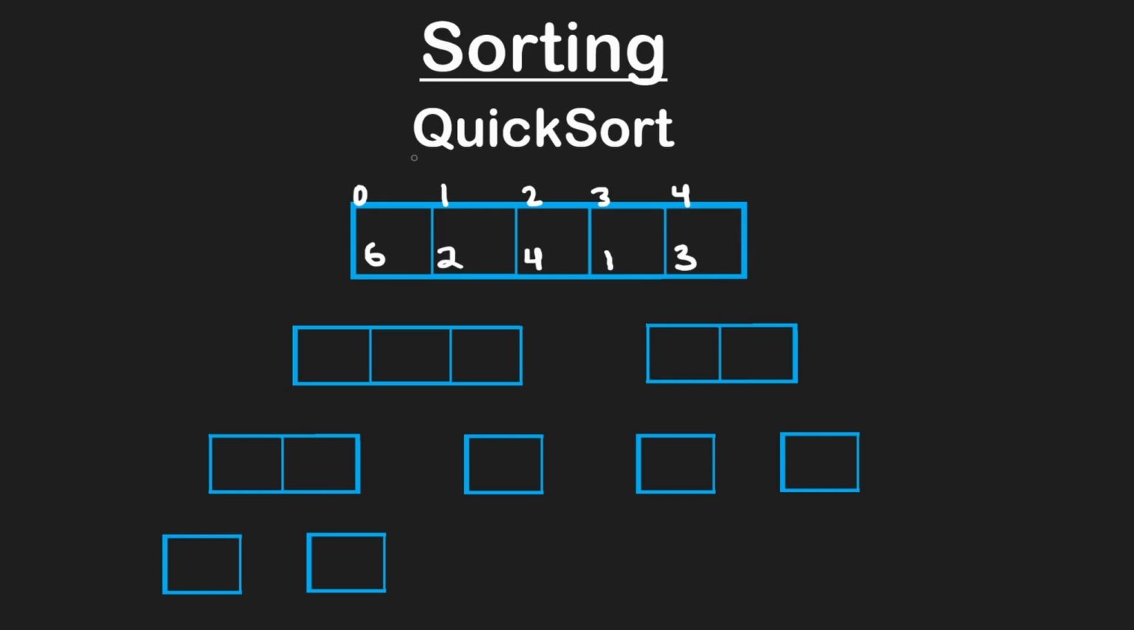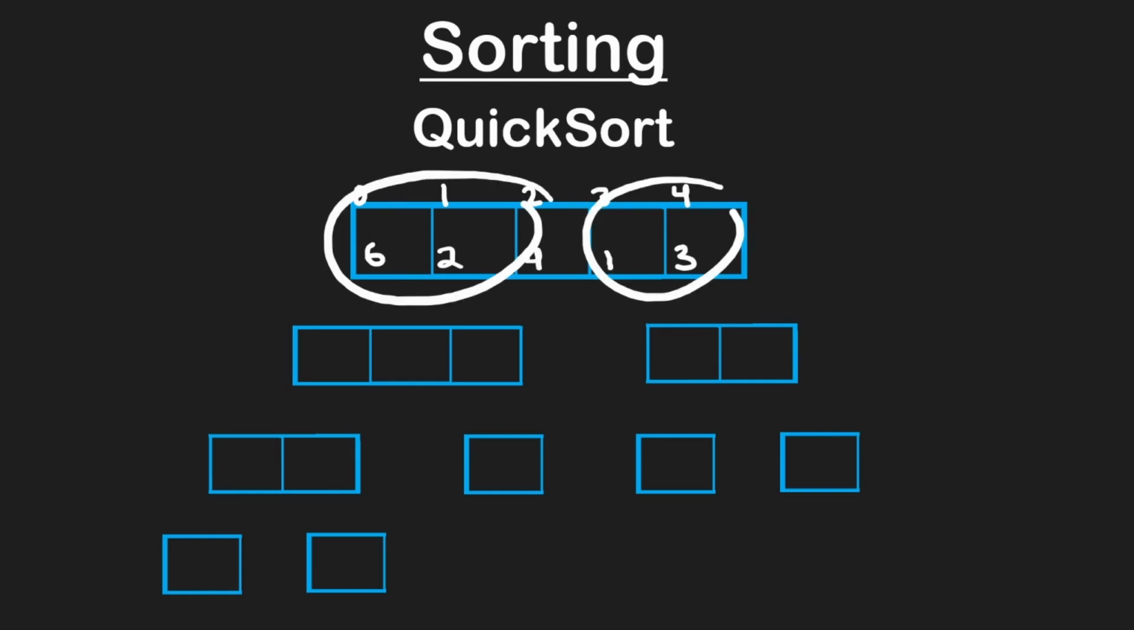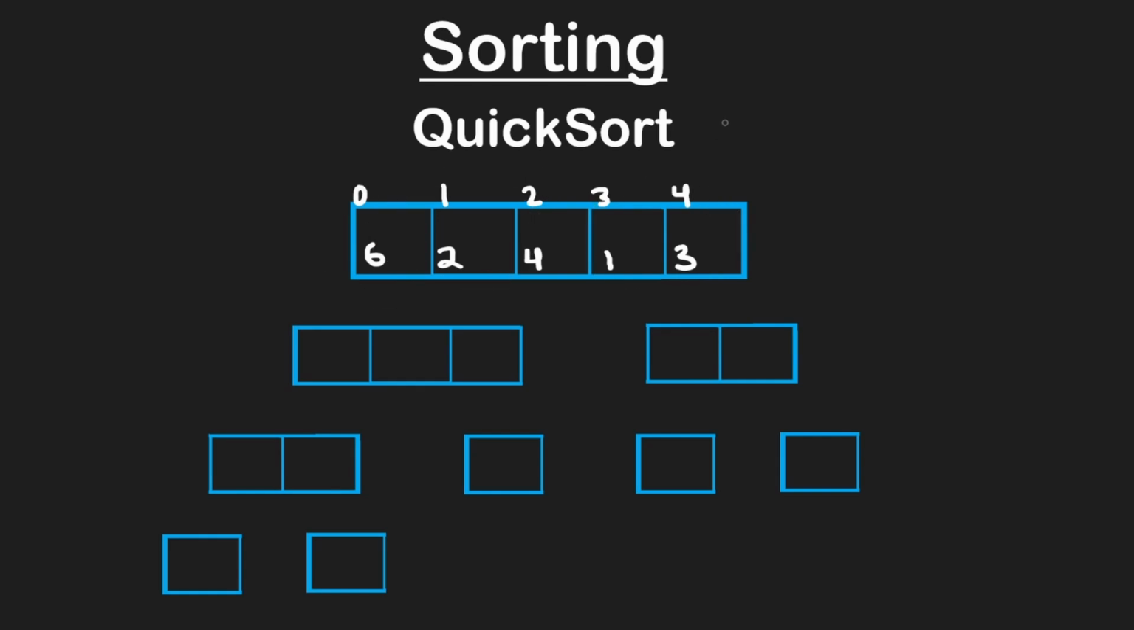Quicksort is another common sorting algorithm, and it's actually very similar to merge sort. The idea is that instead of splitting the array into two equal halves and then sorting those halves, we're going to pick a random value, and for convenience, we usually pick the rightmost value, and this is called the pivot value.